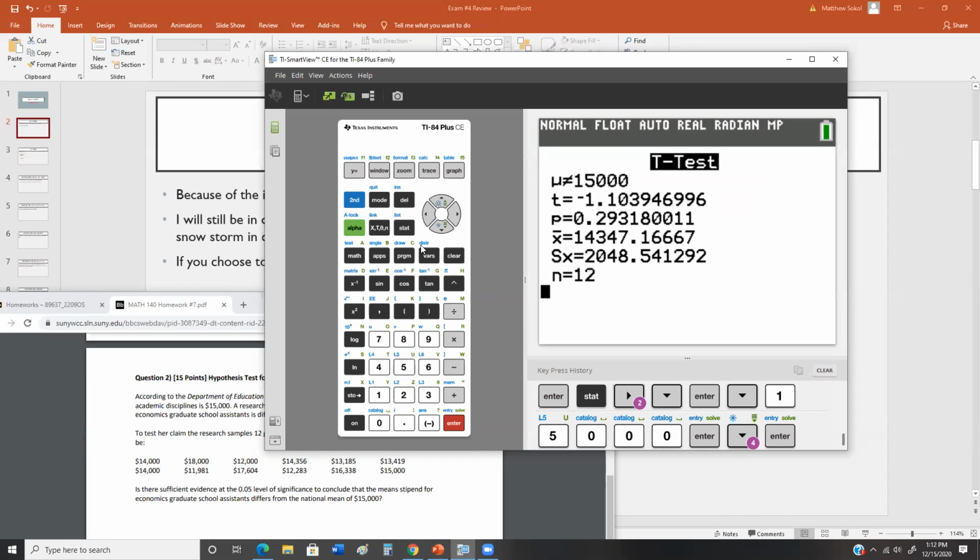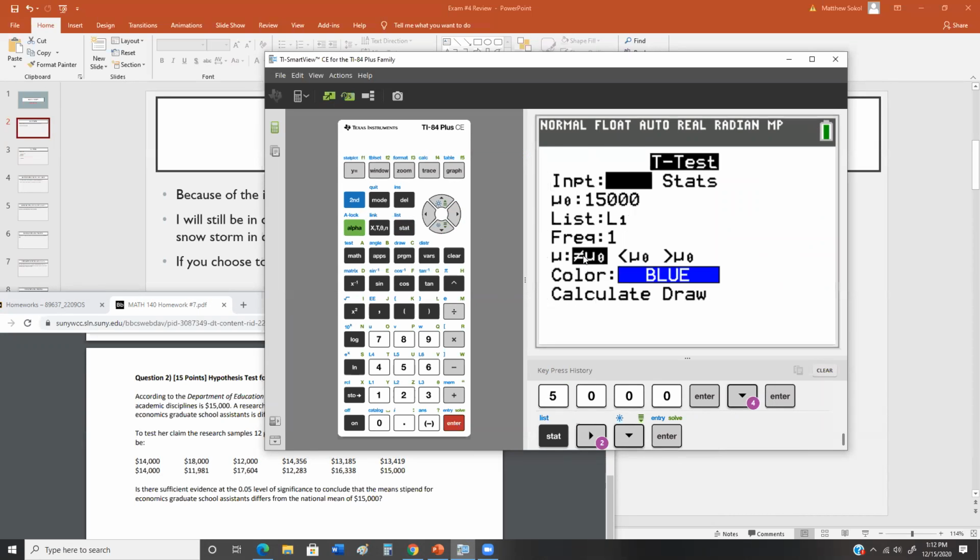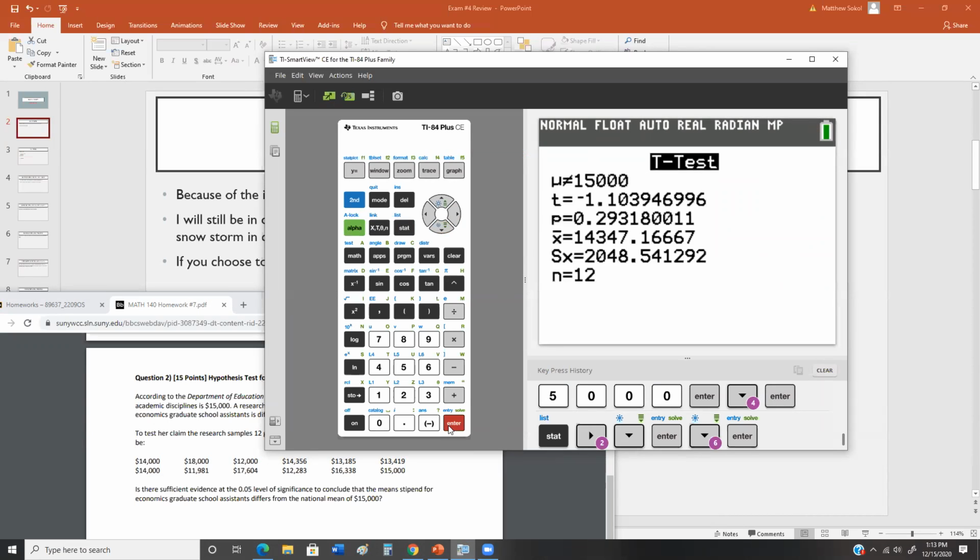So it's a two-tailed test, right? I had to make sure that this two-tailed was selected here. Oh my gosh, I got that one different. So yeah, if you don't have the correct test selected, you will get the incorrect p-value.